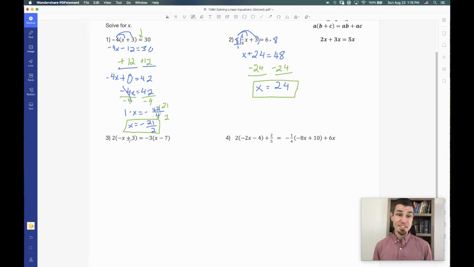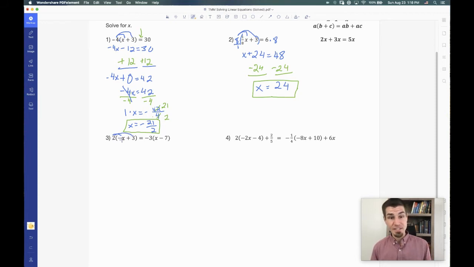Now for problems like this, when you just have a bunch of everything going on and you've got parentheses and multiple terms everywhere, just distribute first. Just distribute first. It usually is just going to make everything a lot easier to look at, a little less intimidating. So remember, this is 2 times negative x plus 3. So we're going to multiply the 2 times every single term inside.